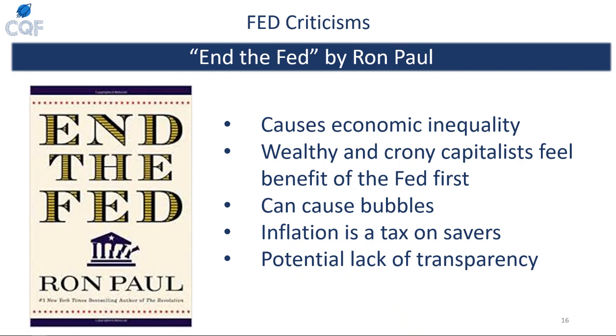Paul also says that the Fed can cause bubbles. So what does this mean? Well, when the Fed reduces interest rates and they're trying to boost the economy, that money doesn't flow to the economy equally to all sectors. The money might flow to, say, one sector. Just think about QE. A lot of it was based upon boosting up the housing market. So it can always cause bubbles by diverting money to where they want it to be. Another criticism is inflation is a tax on savers, and there's a potential lack of transparency with the Fed.